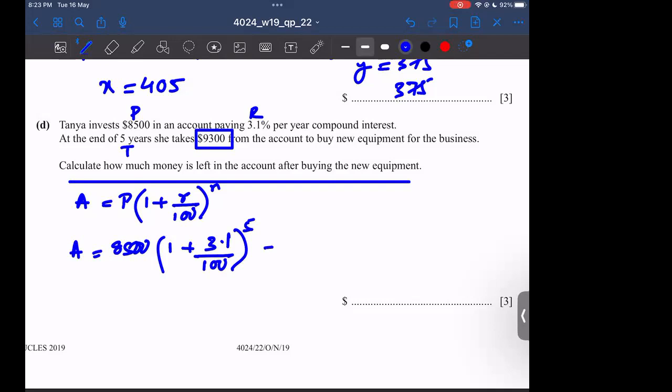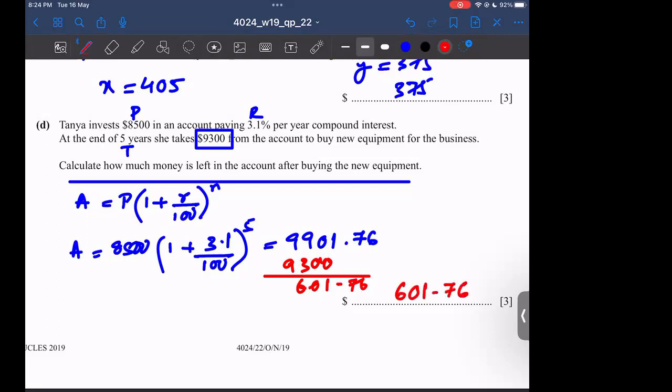It becomes 9901.76. All right. So she took 9300. So I'm going to subtract 9300 from this amount. Now the amount left in the account after buying a new equipment is $601.76. All right.